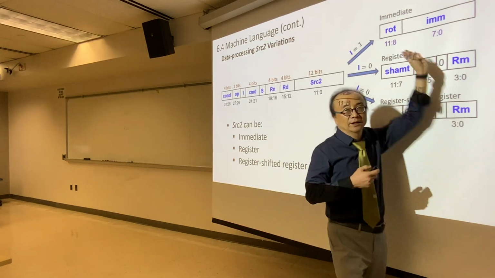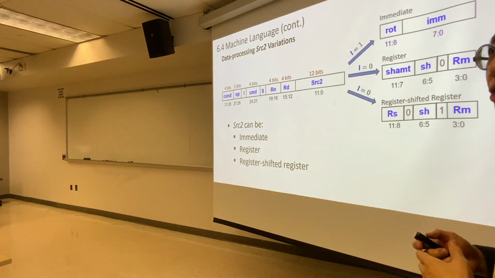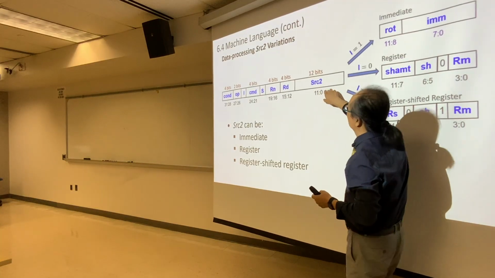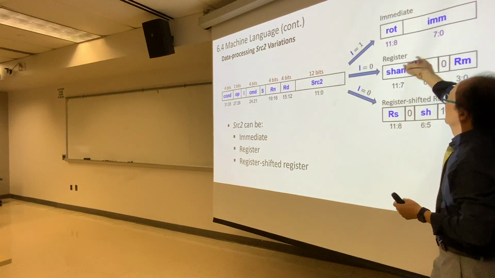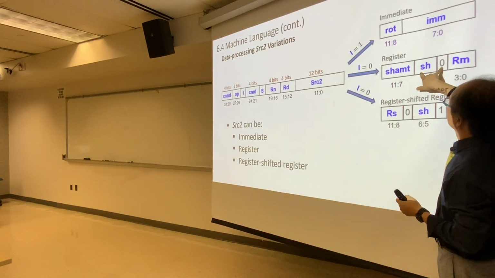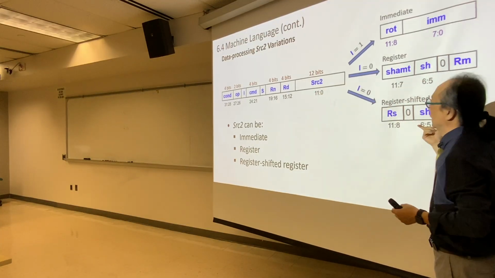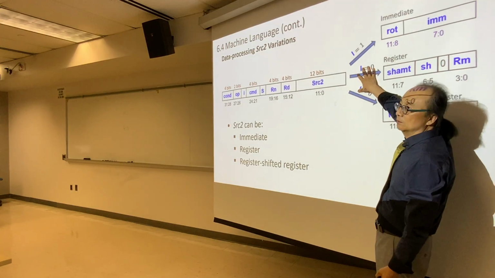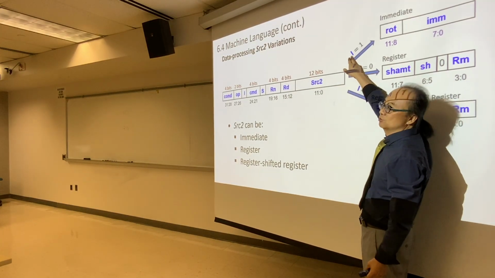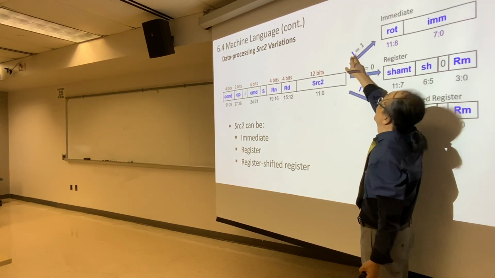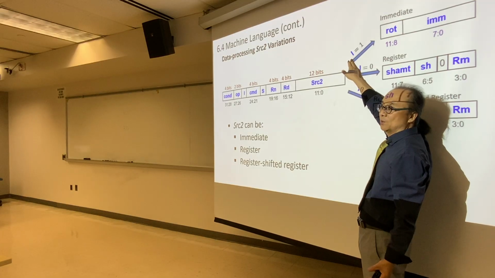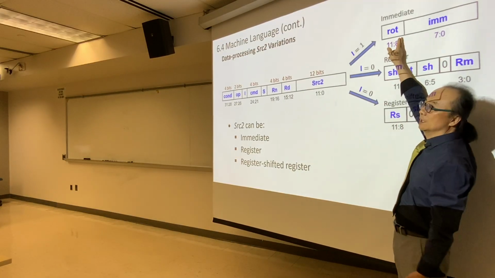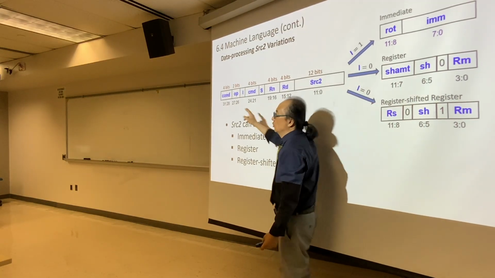Now, there are 3 different scenarios in the data processing, so you need to figure out which format. From bit 11 to 0, the 12 bits could be source 2, could be this one, could be this one. First thing you want to look at is the I bit. If the I bit equals 0, we don't have an immediate. I equals 1 means it's an immediate value. Therefore, we have to have this. So that's straightforward. If I equals 1, we pick this one. If I equals 0, we pick this one.